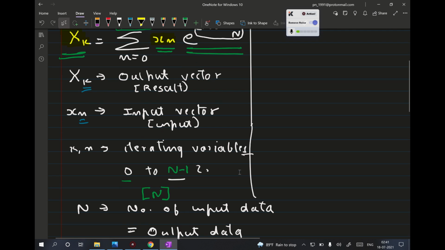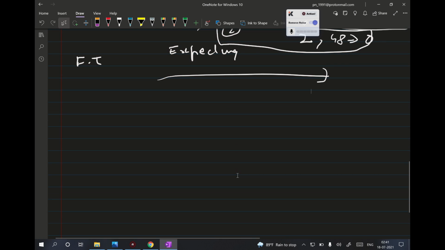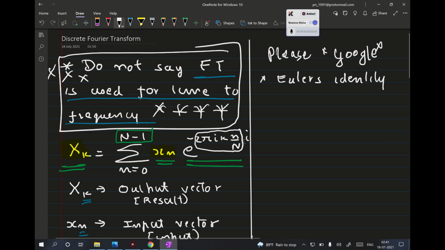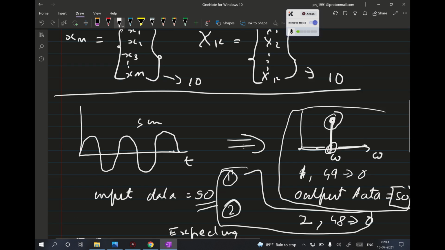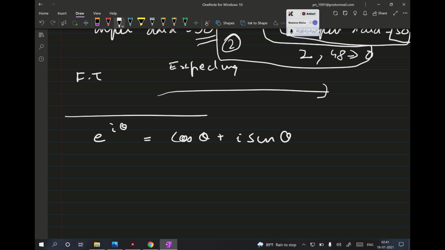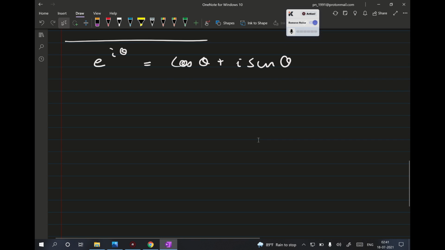Let's see the mathematical interpretation of this. Before going into that, I'm really not comfortable with the exponential term, so we will use something like Euler's identity, which states something like this. Now in our case, theta is nothing but 2 pi k small n by capital N.